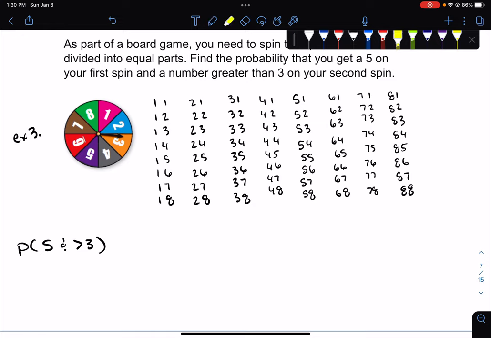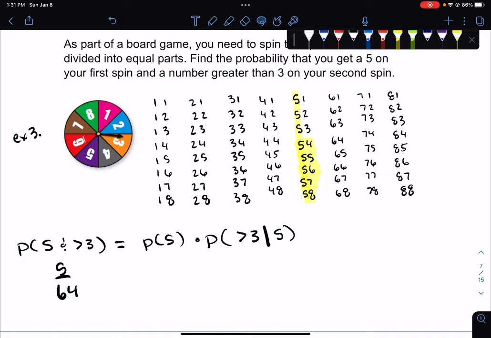So let's just look for the probability of 5 happening first, which are all of those, but then only numbers greater than 3 on the second spin, which gives me 5. So this becomes 5 out of 64. That's the probability of getting a 5 and getting a number greater than 3 the second time. If these were dependent, the probability of getting a 5 multiplied by the probability of getting a number greater than 3, if you've already gotten a 5, would also equal 5 out of 64.